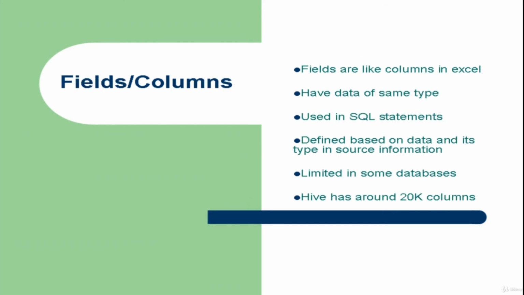Fields or columns are similar to columns in Excel or a spreadsheet. They have the same data type for every data item in that column. They are used in SQL statements. There is a limited number of fields that can be defined in a table on some RDBMSs. Hive can have around 20,000 columns or fields defined on a specific table.